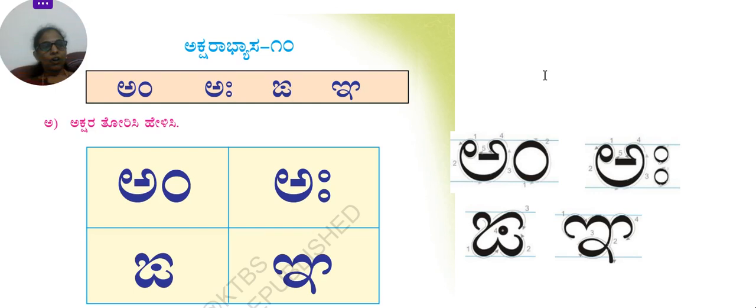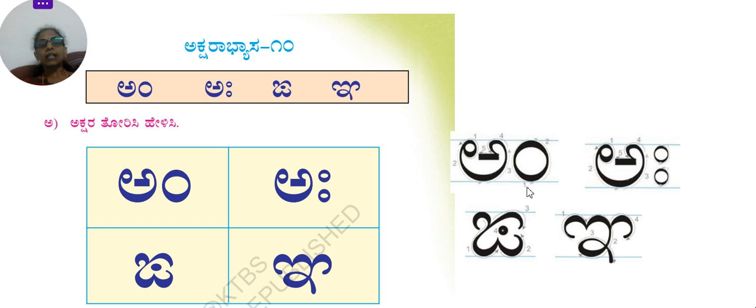This is a continuation of our basic Kannada alphabet series and this is lesson 10. So this is Akshara Abhyasa 10. This is from the textbook Savi Kannada grade 1 part 1 and this is page number 79. So today we will be looking at these four alphabets.